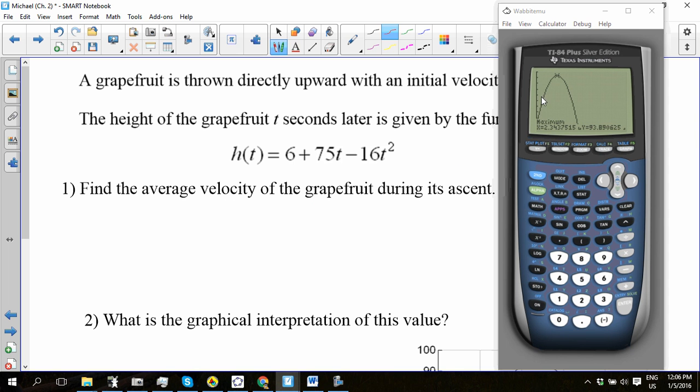So, to find the average velocity during the ascent, well, it's going to be how high did it go? 93.890. Well, that is h of 2.343. And it started at 6 feet. So minus where it started at 6 feet. And we divide that by the 2.343 seconds that it was moving upward. This is really just a slope formula. It's a difference quotient.